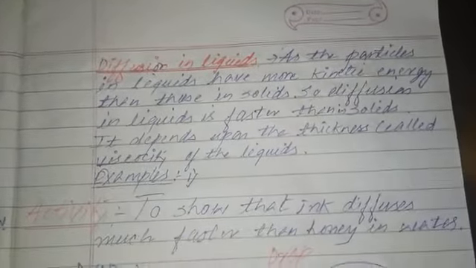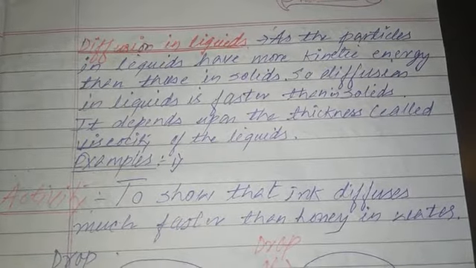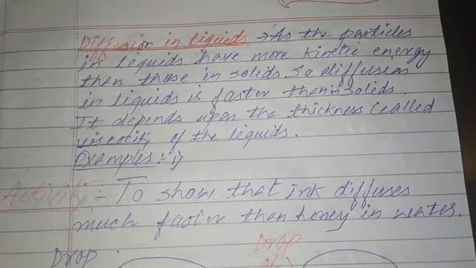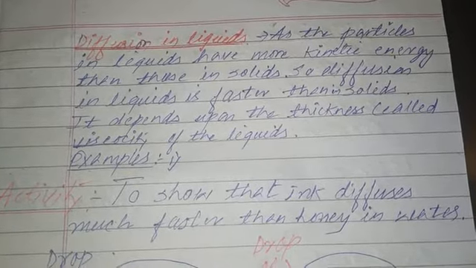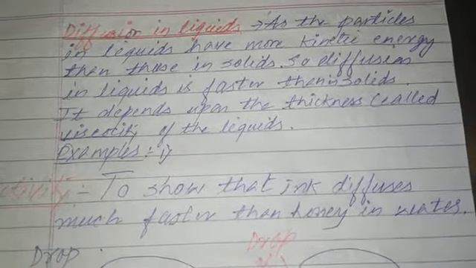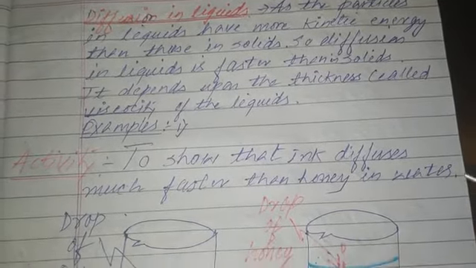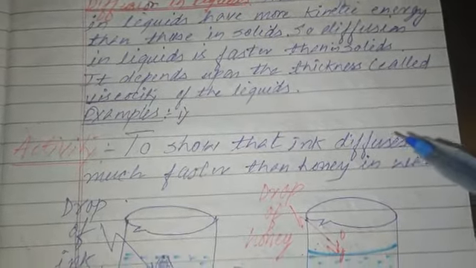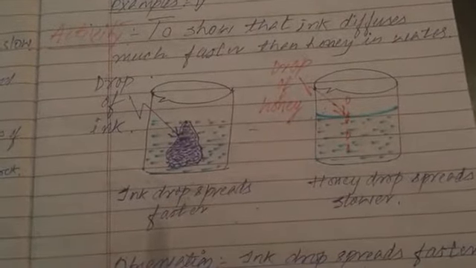But in the case of liquids, we know very well that the molecules of liquid have much more intermolecular spaces, and they are not tightly packed, and the intermolecular force of attraction is slightly weak as compared to solids, and the kinetic energy is slightly higher, okay. So that is why the diffusion in liquids is faster than in solids. And let's understand this with an example, okay.